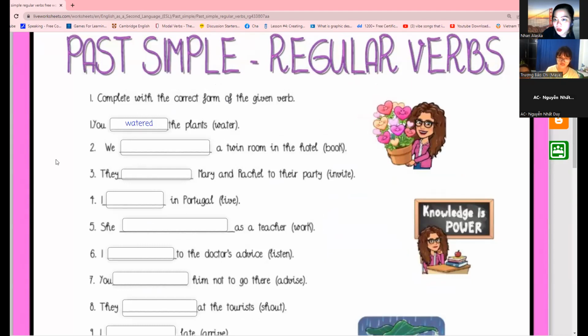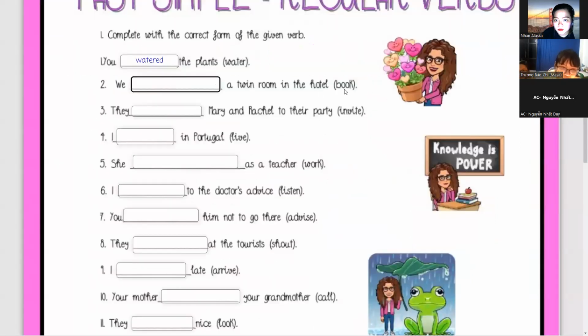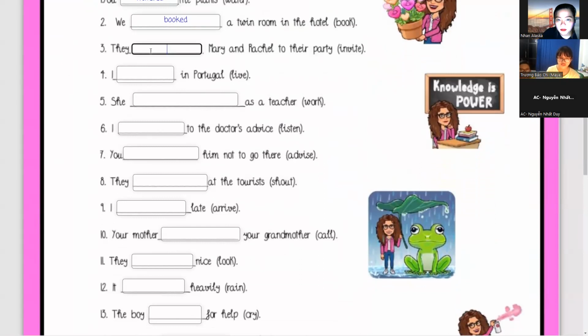How about number two? We booked a twin room in the hotel. Number three. They invited Mary and Rachel to the party. Yes. How about number four? I lived in Portugal. D sound.